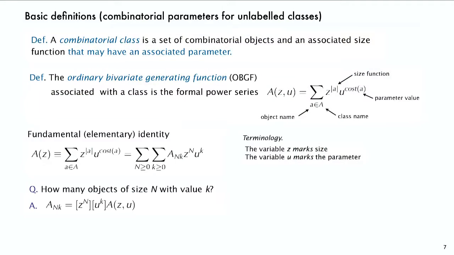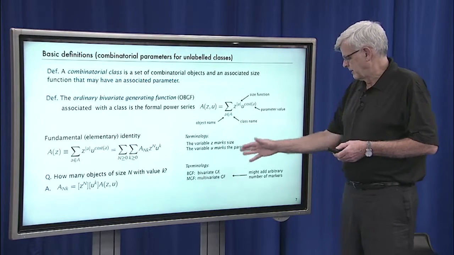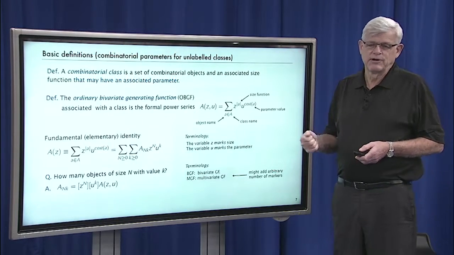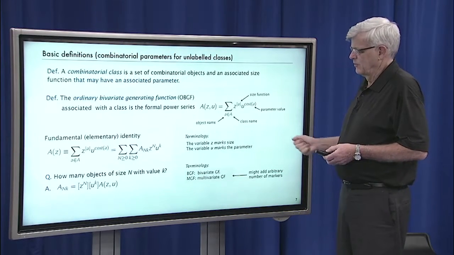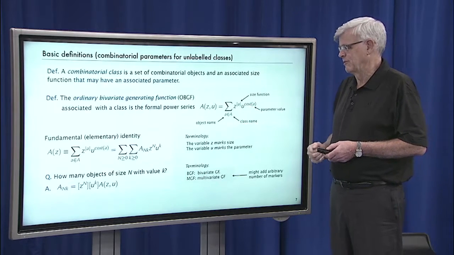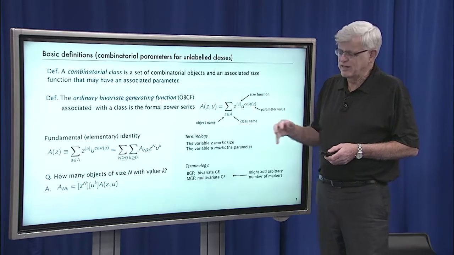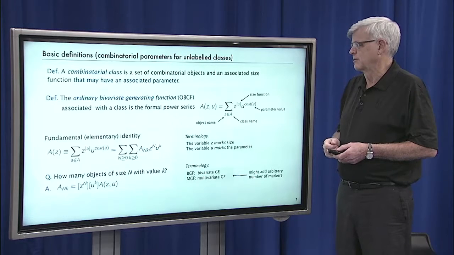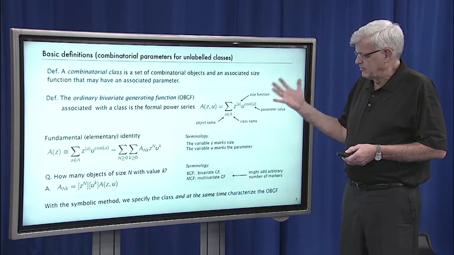And again, from the elementary identity, you have the basic answer to the question, how many objects of size n with value k are there? That's the coefficient of z^n u^k in the ordinary bivariate generating function. And again, you could add an arbitrary number of markers and have multivariate generating functions. I'm not going to discuss that in lecture, but it's covered in the book. So that's the basic definitions.